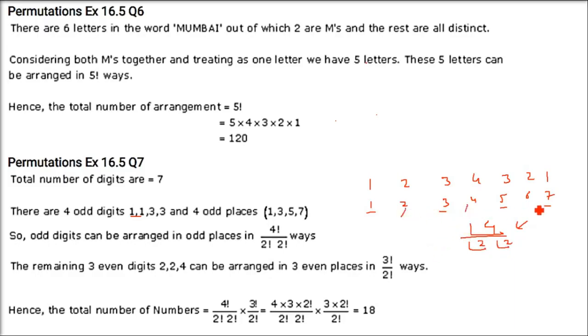Now there are 3 places remaining, 1, 2, 3, that is 2, 4, 6 positions. And how many are remaining? 2, 2, 4. So we have 3 places and 3 digits, but here 2 is repeated 2 times. So divide by factorial 2. Now multiply these 2. If you multiply this, you know how to do this. The answer will be 18.